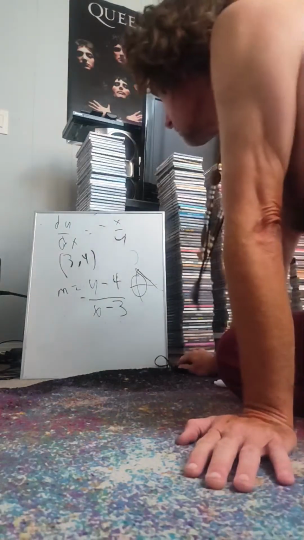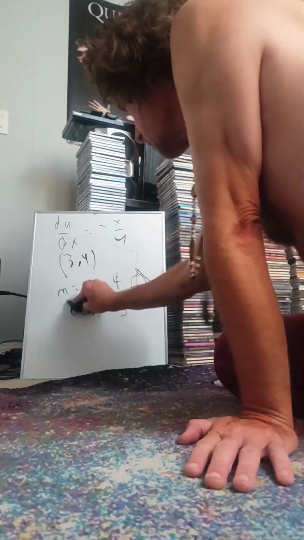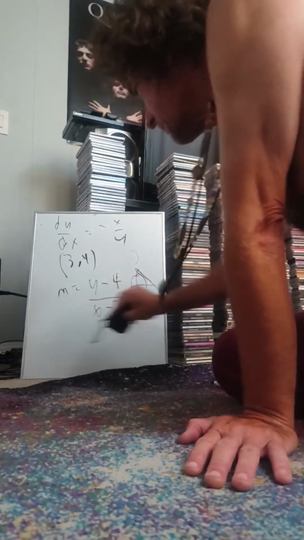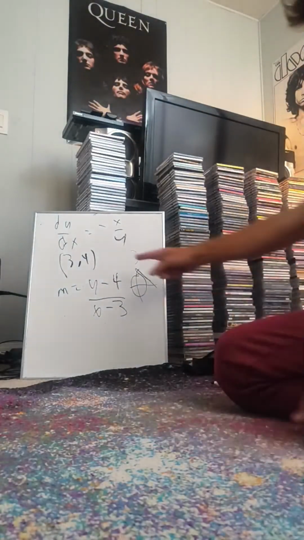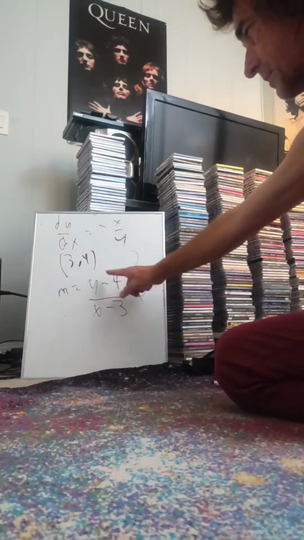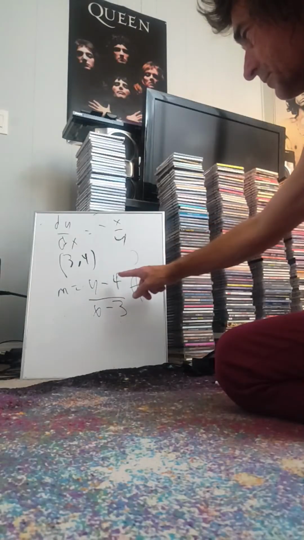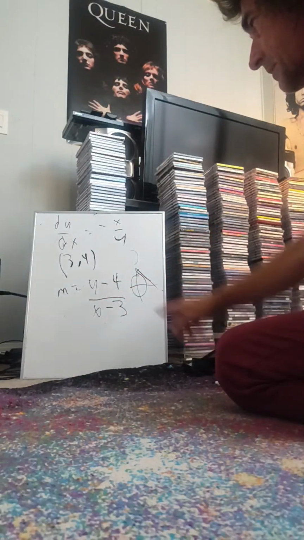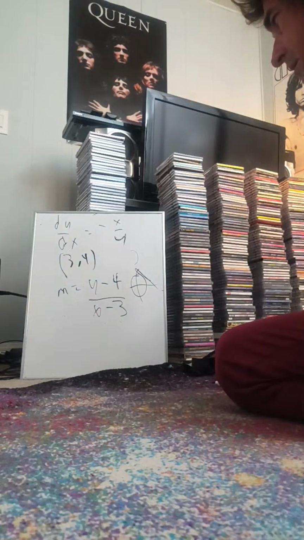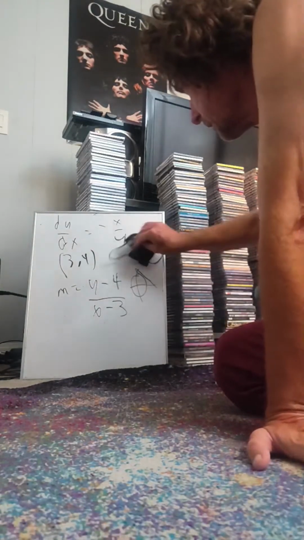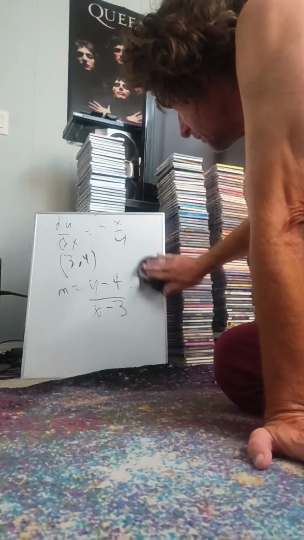Wait, no. I want the point-slope form. M is the slope, it's often used for slope. Slope is rise over run, so y minus 4 is the rise, x minus 3 is the run, because the point is 3, 4. Yeah, I like that. All right, doing good so far.